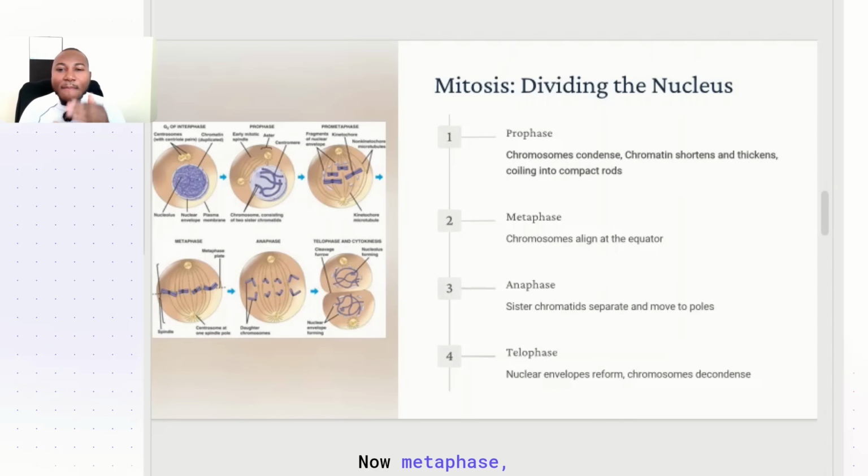Now, metaphase, meta for middle. Everybody, come to the middle, come to the middle.